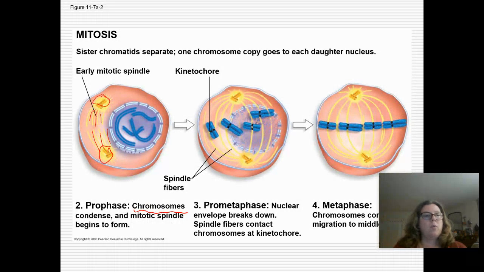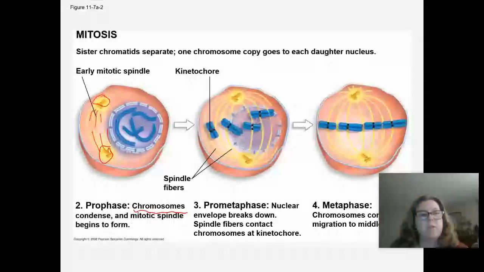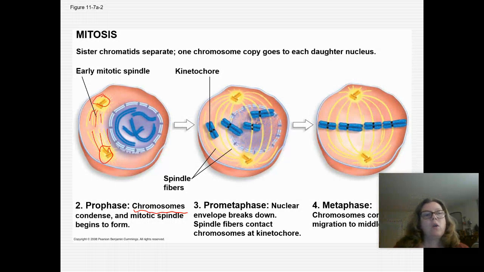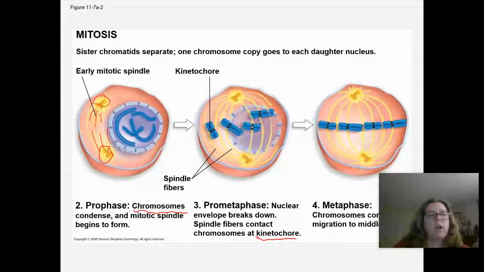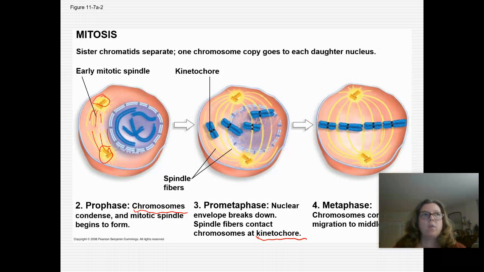Again, the nuclear envelope breaks down, and you're starting to see spindle fibers stretching between these two centrosomes that have migrated to opposite poles of the cell. And they attach to the chromosomes at something called a kinetochore. And a kinetochore is simply an area on the chromosome that serves as an attachment point for the spindle fiber. And that kinetochore actually can be responsible for some regulation of the cell cycle. And we're going to talk about that in a minute.